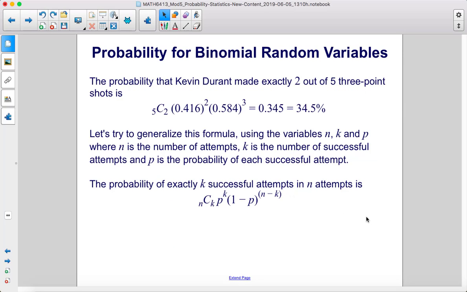Let's try to generalize this formula using the variables n, k, and p, where n is the number of attempts, k is the number of successful attempts, and p is the probability of each successful attempt. The probability of exactly k successful attempts in n attempts is the number of combinations times p to the k times 1 minus p to the n minus k power.